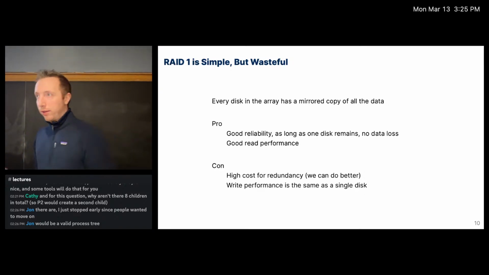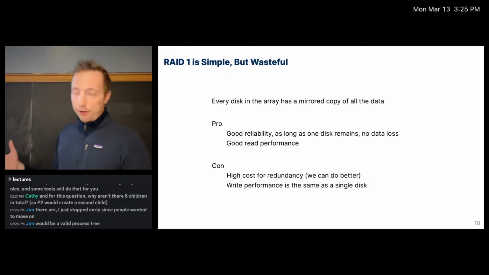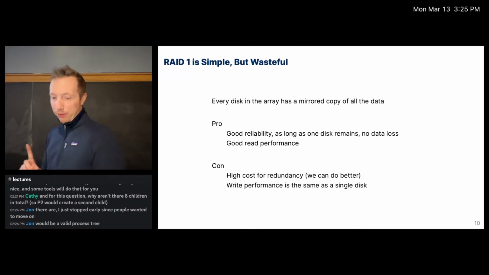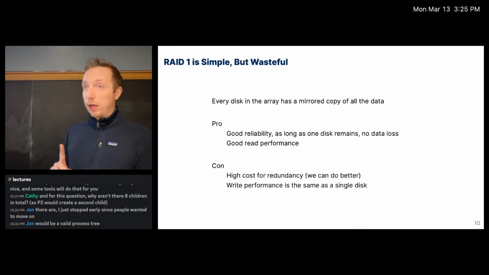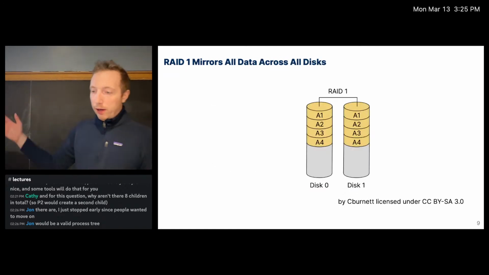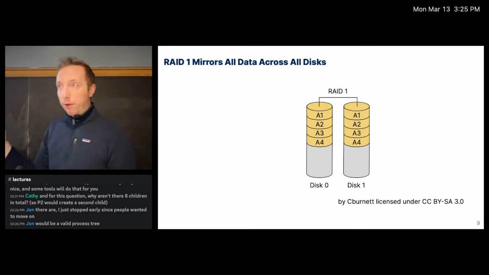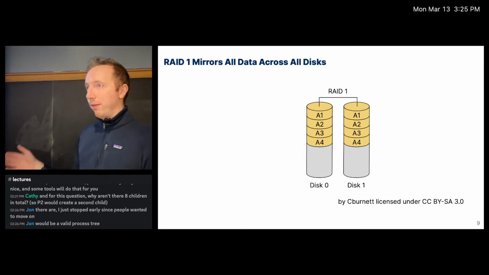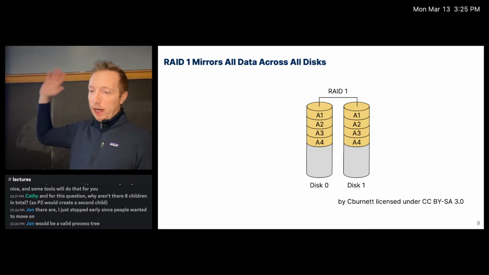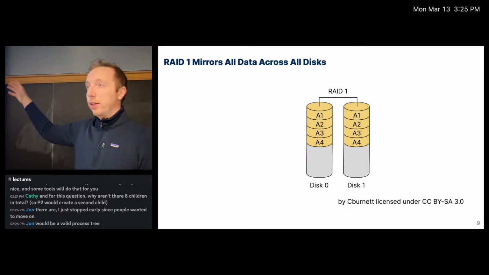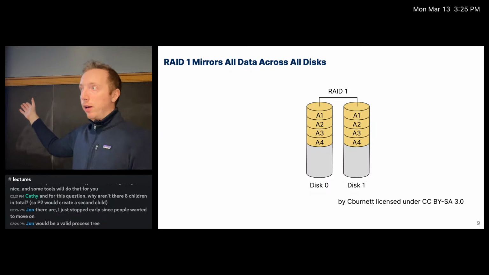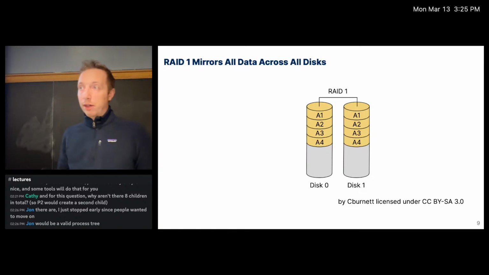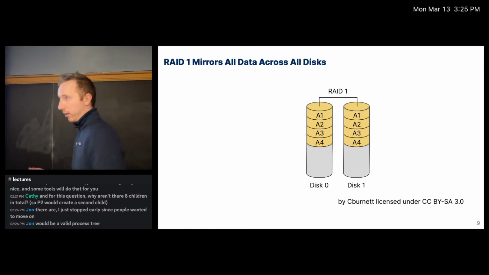So why would you want to do this? Well, maybe you really, really care about your data. So as long as one of those disks is still alive, you have not lost any data, which is great. And it also gives you good read performance. So even though we have 2 copies of the file, one on each hard drive, I can still get the read performance benefits of RAID 0 because I could read, say, A1 and A3 from disk 0, then I could read A2 and A4 from disk 1. So I can still read half the file from one drive and half the file from the other drive and get, like in this case, 2 times more read performance.